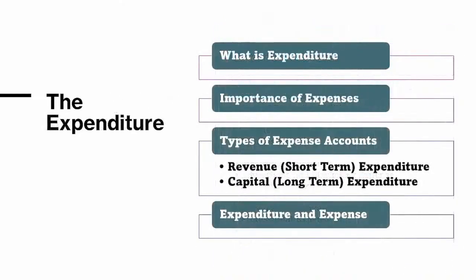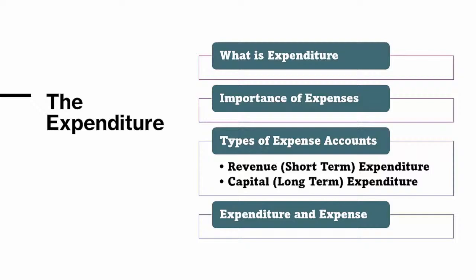Let's look at expenditure and understand how it's different from an expense in accounting. Both terms refer to costs, but they're used in different situations. So let's explore them in simple terms. What is expenditure? Expenditure refers to the total amount of money spent by a business to buy goods or services, or to make investments for long-term benefits. Think of it as any outflow of money or resources from the business.